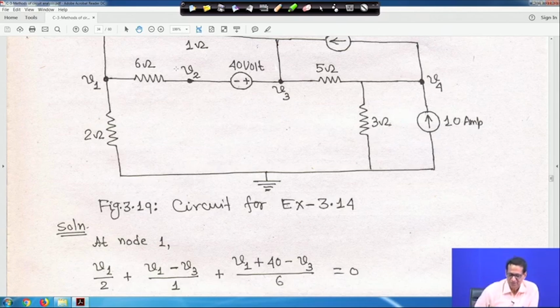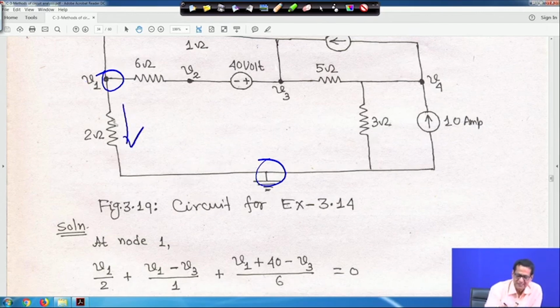Now, there is no question of I1, I2, nothing is written. This is your ground potential, and at node 1 you apply KCL. One current is V1 upon 2: this current is leaving, and this is a 2 ohm resistance, so it is V1 upon 2.